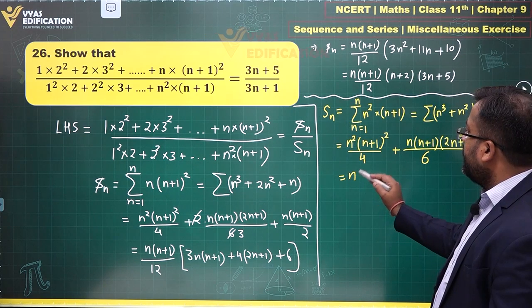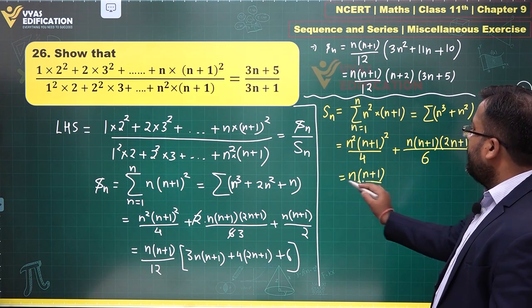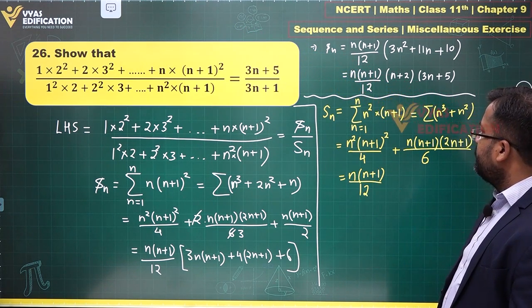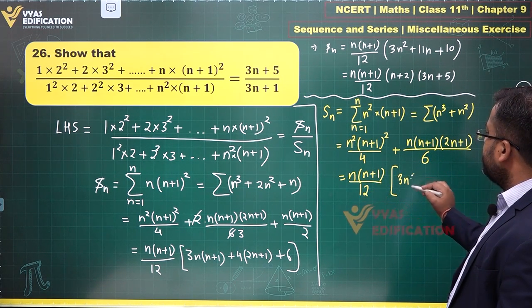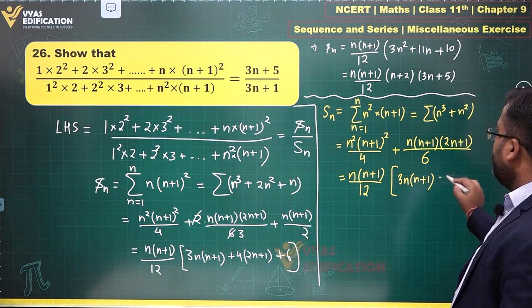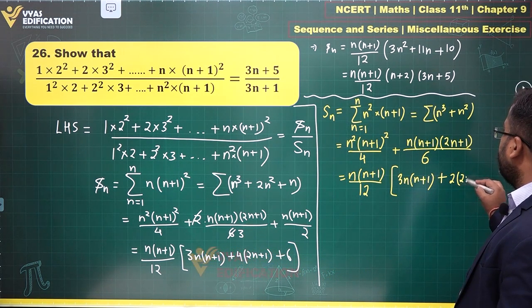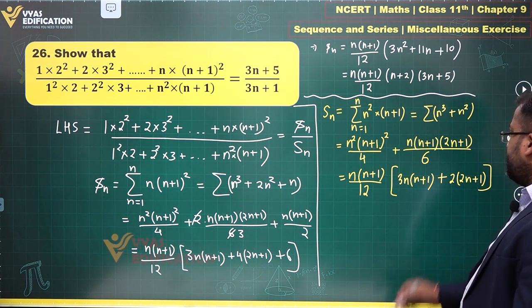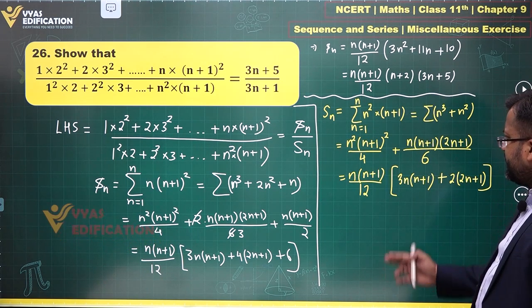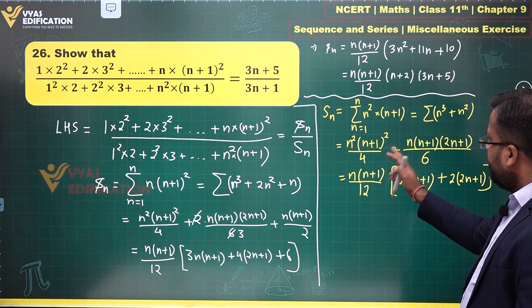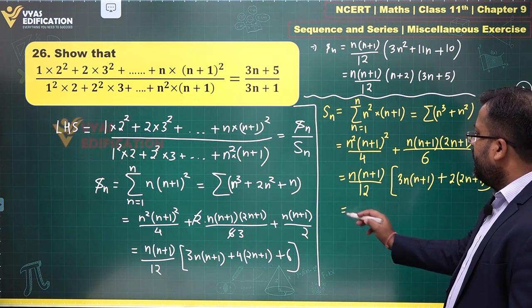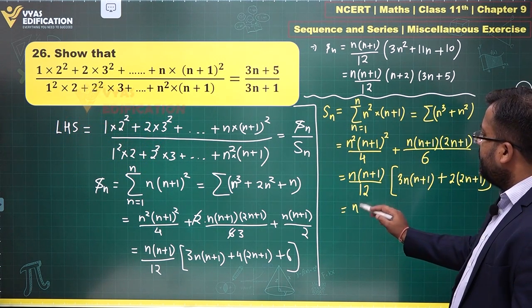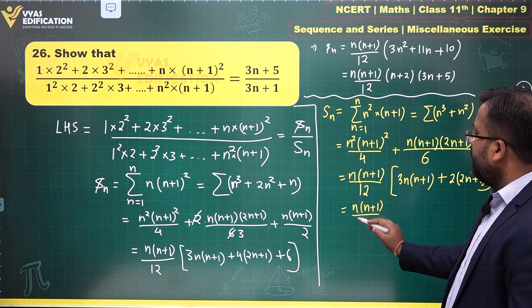So you can take out n common, n plus 1 common, and in the denominator you can take LCM as 12. What remains is 3n times n plus 1 plus 2 times 2n plus 1. This remains. Is that okay? Yes. Please take a look at this again. N square, n plus 1 has been taken out common, then you have 12 taken out common from here, and this is what you'll be getting. n plus 1 upon 12 is okay.